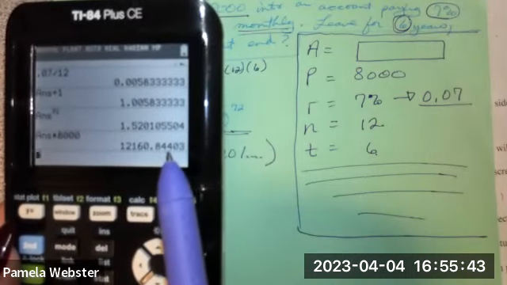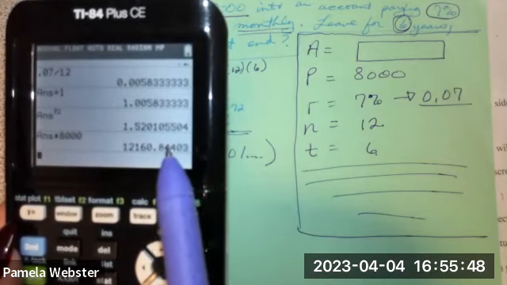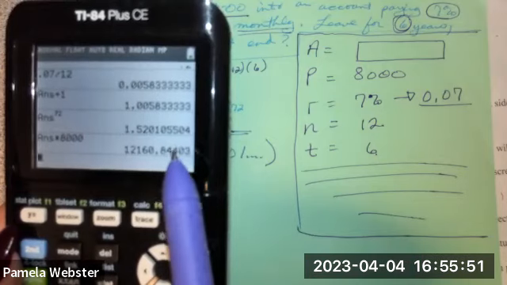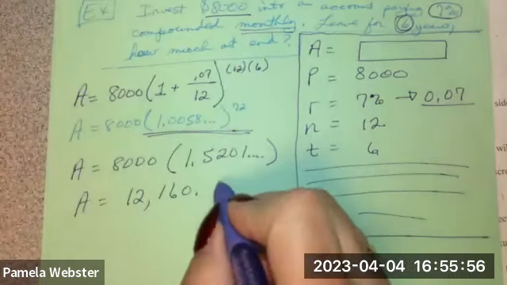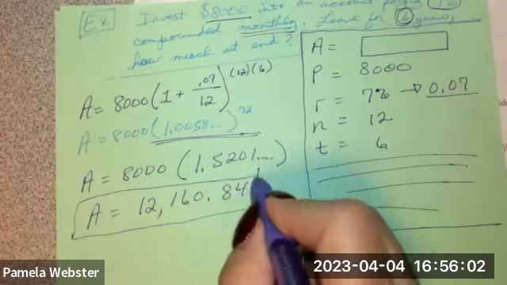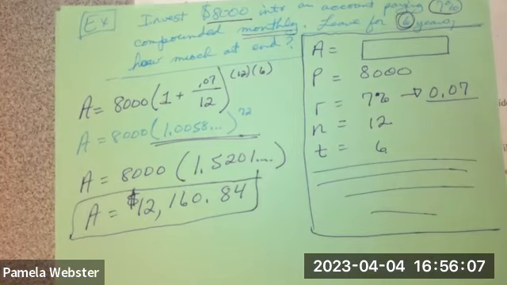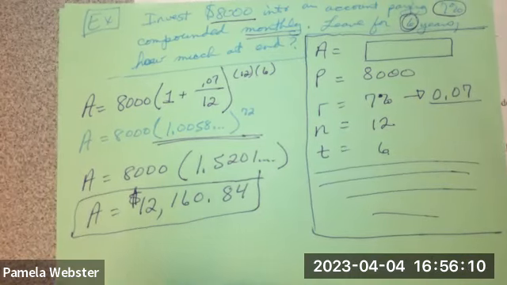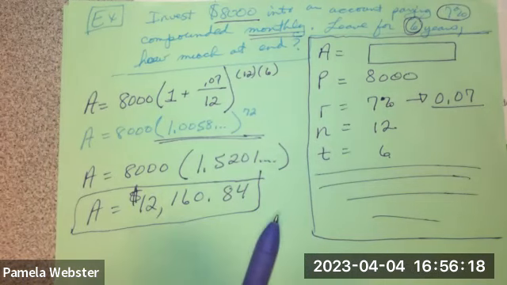So it's 84.4. The rule is if this is a 5 or bigger, I would mark that 4 up to a 5. It is not a 5 or bigger, so $12,160.84. And we're going to 2 decimal places because this is an amount of money. Remember, I invested $8,000. They want to know what I got at the end of 6 years. The amount in the account at the end is $12,160.84. All right, so that hopefully gives us a really good overview of what an exponential function is.